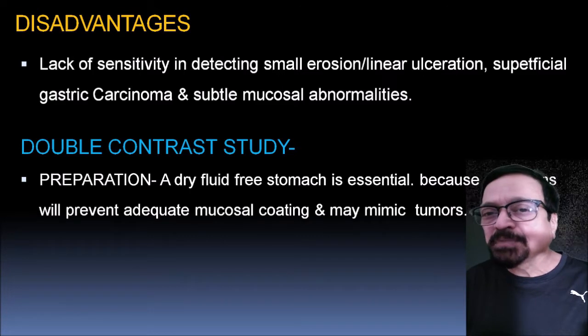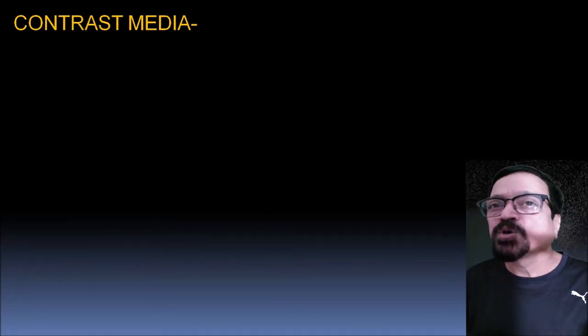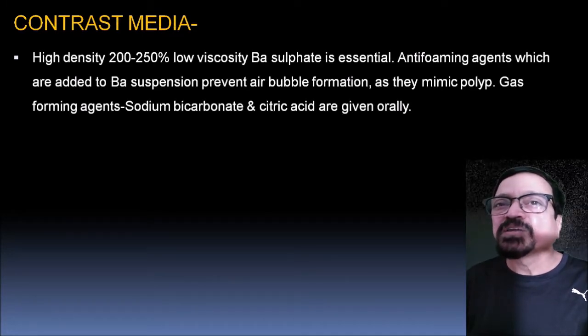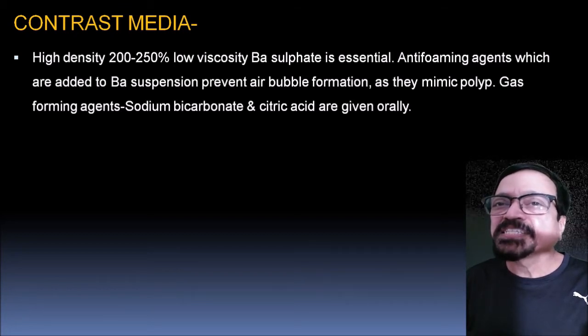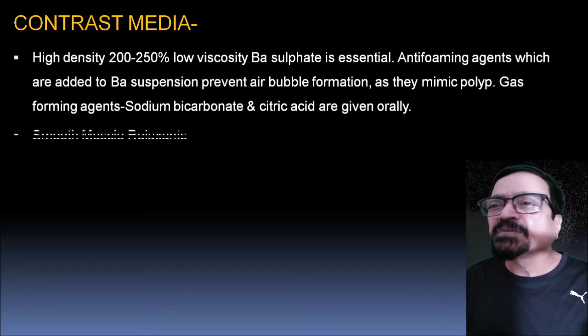Secretions will prevent adequate mucosal coating and may mimic tumors. So we do not want to have any false positive or false negative. Now the contrast media is high density, 200-250 percent w/v, low viscosity barium sulfate, which is essential. Then anti-foaming agents are added to the barium suspension to prevent air bubble formation as they mimic polyps, and a gas forming agent, that is sodium bicarbonate and citric acid, is given orally.